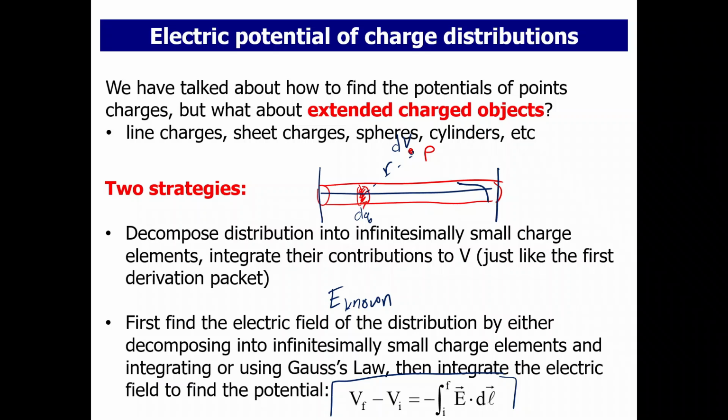Now, your derivation packet is going to have you practice both methods, where you'll start with Gauss's law and derive the electric field, or start with an electric field equation that we found in the previous derivation packet, and then apply that and find the potential. We will also do some examples where we just find the potential straight up, and not worry about the electric field at all. Those are the two strategies that we're going to work through.